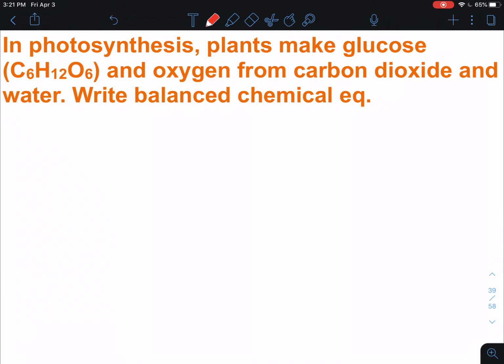Okay, so in photosynthesis, plants make glucose, C6H12O6, and oxygen from carbon dioxide and water. Write a balanced chemical equation.